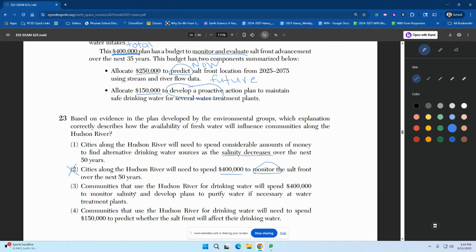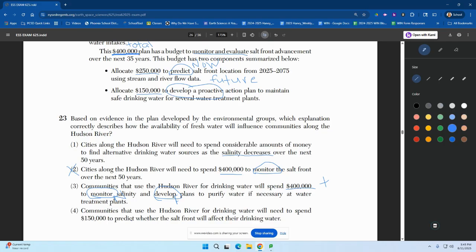3 says communities that use the Hudson River for drinking water will spend $400,000 to monitor salinity and develop plans to purify water if necessary at water treatment plants. So they have our total, right? They have the monitor, and they have the develop. Okay, so right now we have our total, I'm marking with a T. We have our now, and we have our future. So that's looking like a pretty good answer to me right now. I think that looks like my best option, but I'm going to read 4 just to make sure.